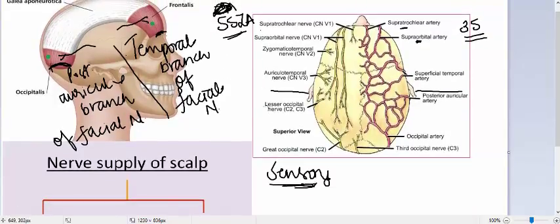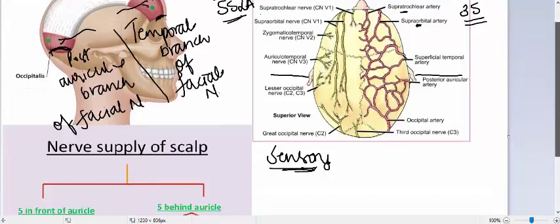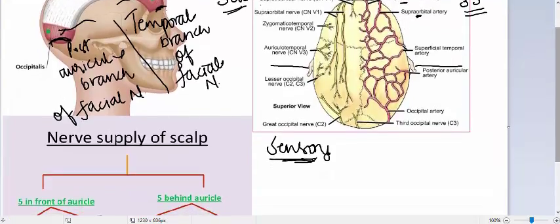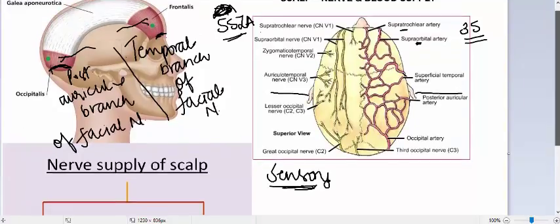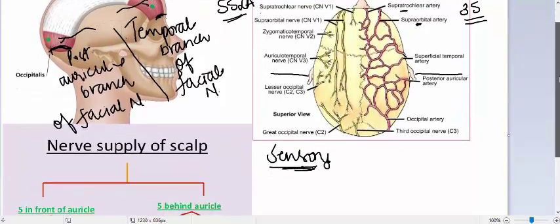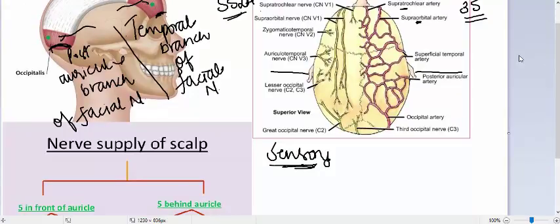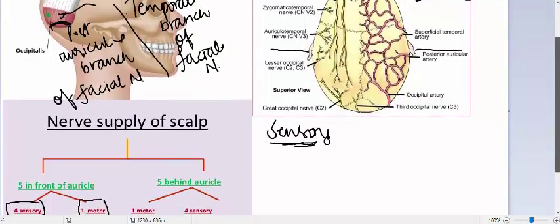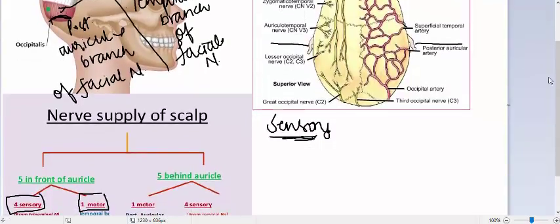Similarly, behind the auricle, there is lesser occipital, greater occipital, and then third occipital. Even arteries: posterior auricular artery which is behind, and occipital artery. I know it's difficult to memorize them, but you should try to do it, because even I went through these phases. So just try to memorize the nerves and arteries, because I'll try to do the whole nervous system and arterial system at a time, so that it becomes easier for everyone to integrate it instead of doing it like this.